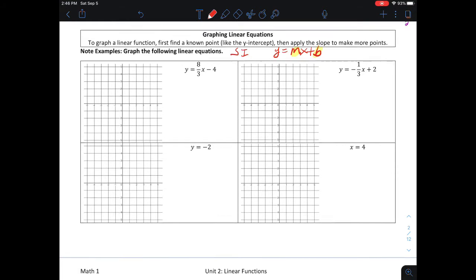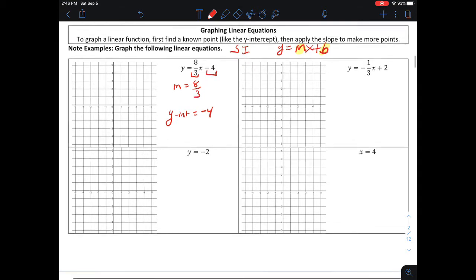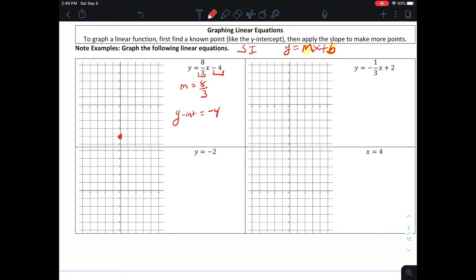And so looking at the first problem here on the top left, it is already written in y equals mx plus b form. We have a slope equal to 8 over 3, and our y-intercept, what b would be, is negative 4. Now, the way we would graph it is we go to negative 4 on the y-axis, and we'd put a dot, and then we would apply our slope. Now, our slope is change in y over our change in x. Since both of these numbers are positive, we start with the y number, we'd go up 8, and then we'd do the bottom number after that, we'd go right 3.